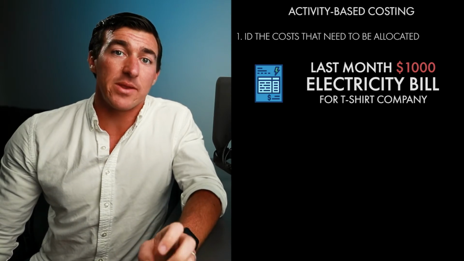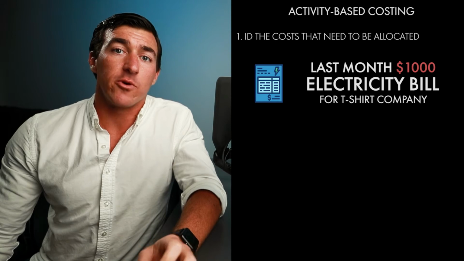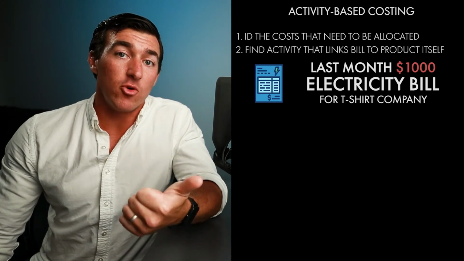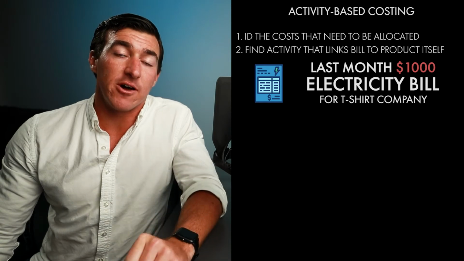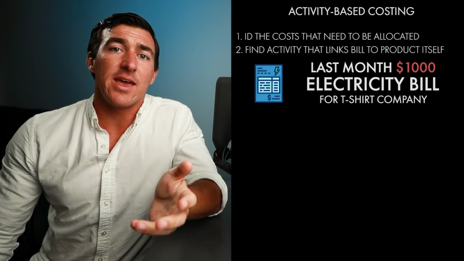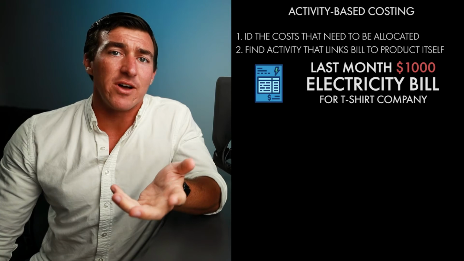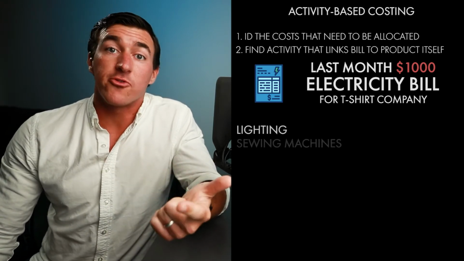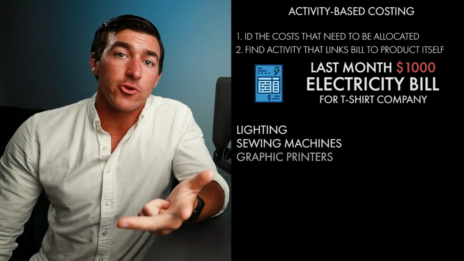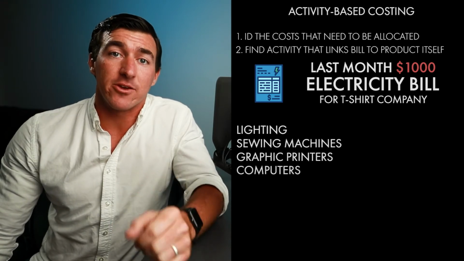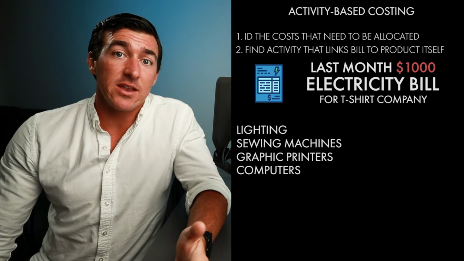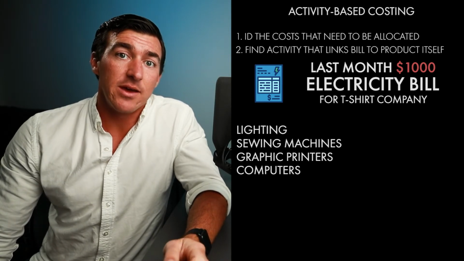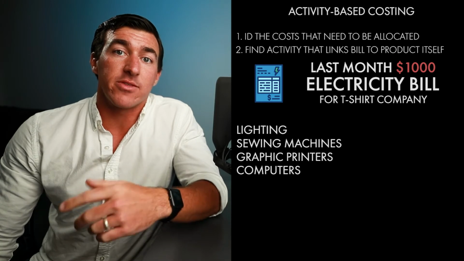Well, the second step in activity-based costing is where you find an activity that logically links how much that bill was to the actual product itself. So let's think about ways that a t-shirt company would use electricity. Let's say that your electricity powered your lighting, your sewing machines, your graphic printers, your computers, all that kind of good stuff. So there's a few different ways you can link it. You just have to figure out, okay, which of those ways is probably the most accurate way to link that electric bill to the product that went out the door.